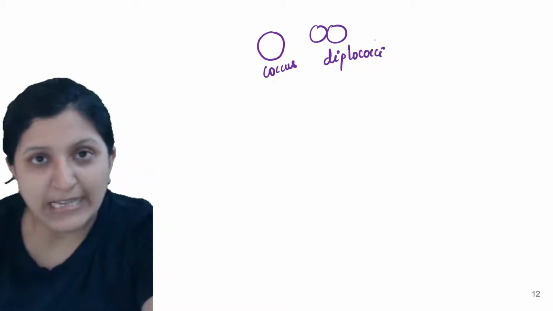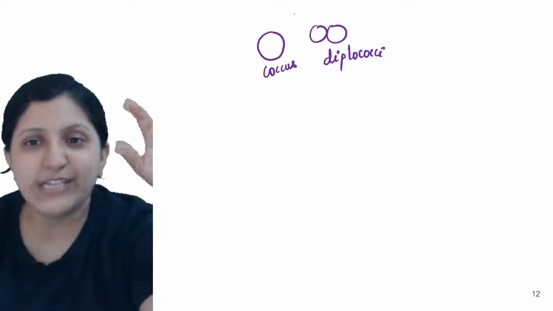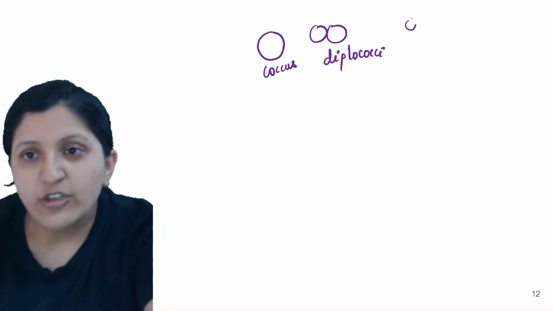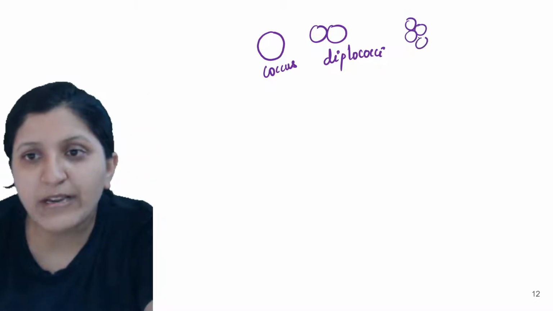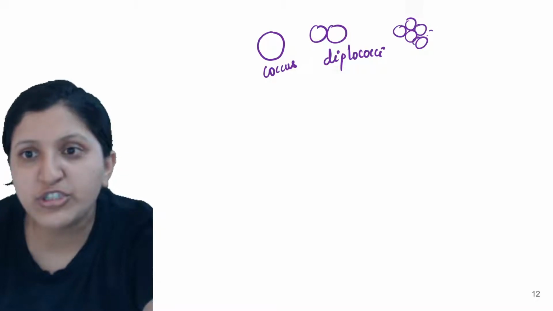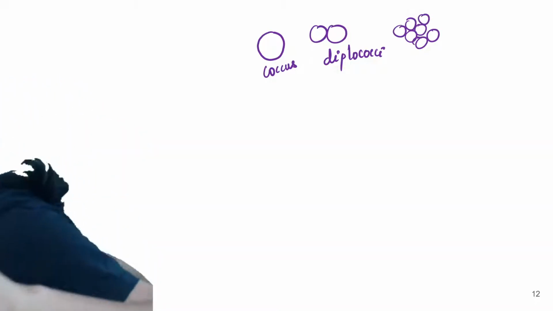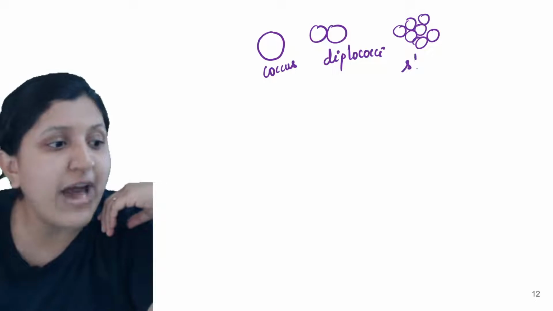But the same bacteria you find in a cluster, not as a chain. So let's say this is forming a cluster, a random cluster formation you can see in there. So this is basically a staphylococci.